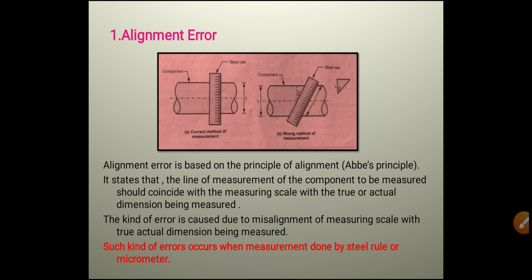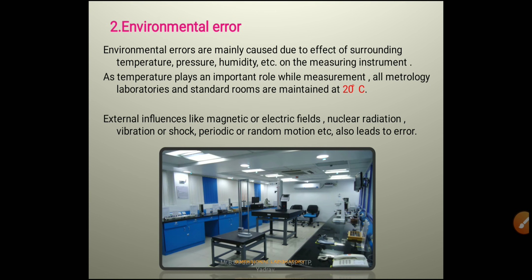So such kind of errors occur when measurement is done by the steel rule or micrometers. After the alignment error, let us discuss the environmental error. Environmental errors are mainly caused due to the effect of surrounding temperature, pressure, humidity, etc. on the measuring instrument. As temperature plays an important role while measurement, all metrology laboratories and standard rooms are maintained at 20 degrees Celsius.